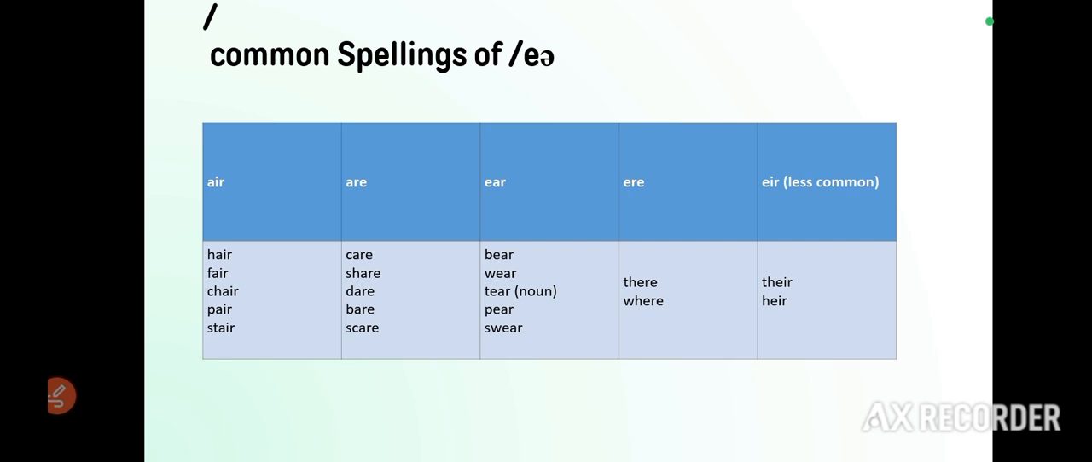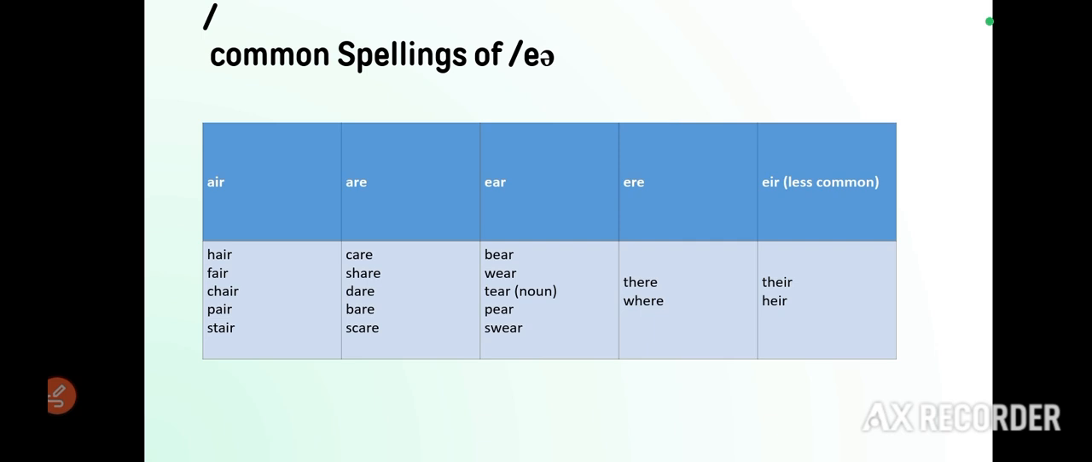In words like EA, rarely, it sometimes appears like this: idea, real, theater. So that is that. We have this sound, the air. So it is air.